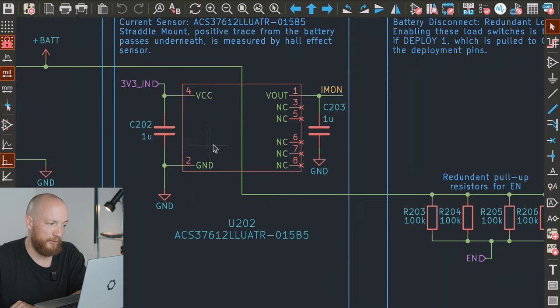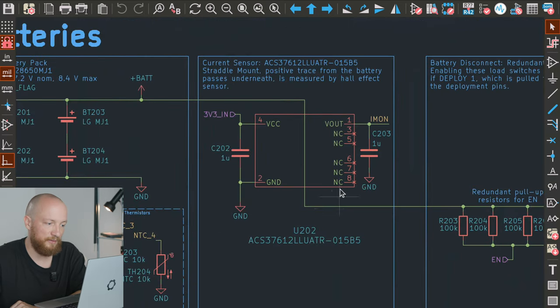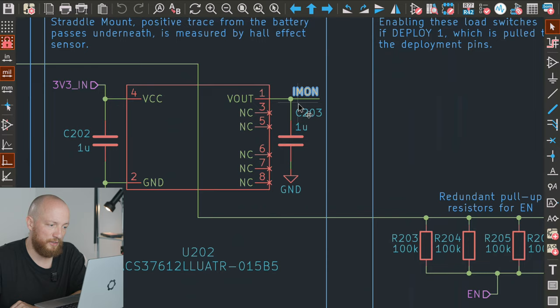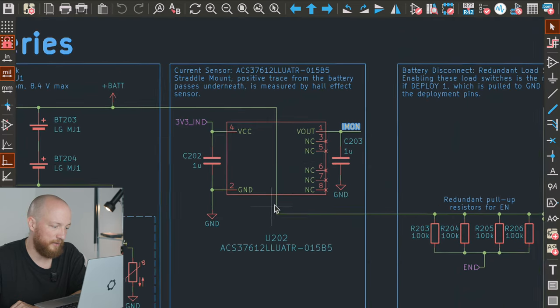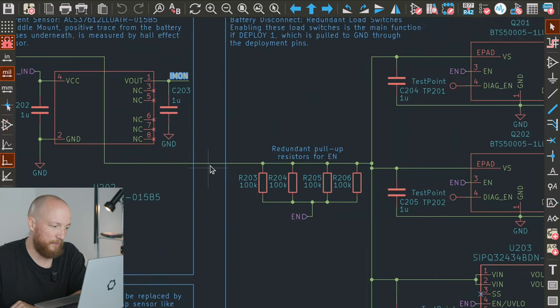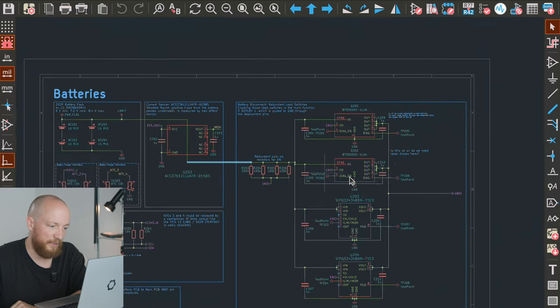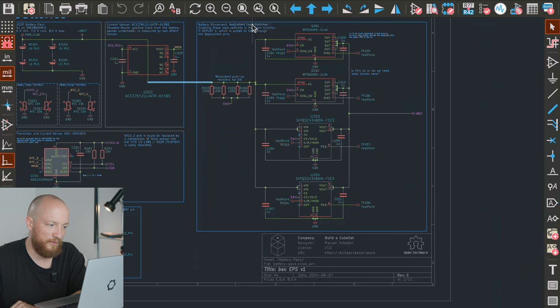I'm not sure if it's going to work, but it's a bit of an experiment. Implementing this was super straightforward. With any IC on this design, I'm basically sticking to the datasheet and the typical implementations that are usually noted there. We just needed some input and output capacitance, and this is the analog output voltage that correlates to the current that it senses.